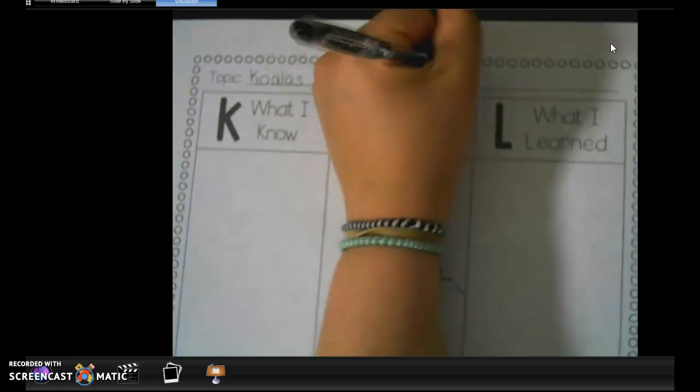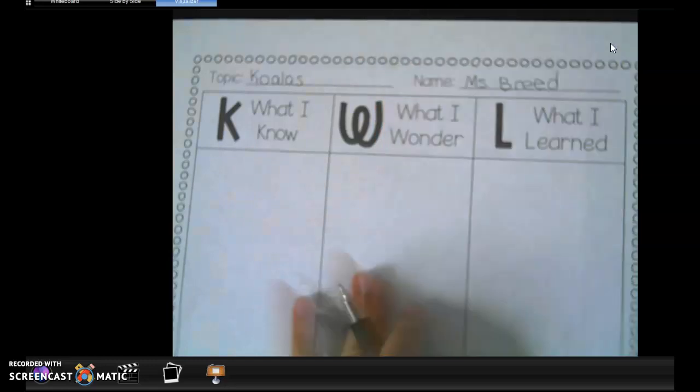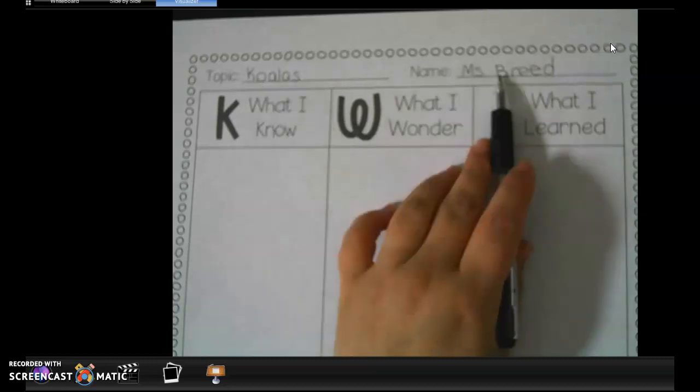So what you're going to do is write down your topic. I'm going to be doing koalas, so I'm going to write koalas on the top. And I'm going to put my name. Again, feel free to use this paper or any paper at home. Just make sure you're telling me your topic and your name.